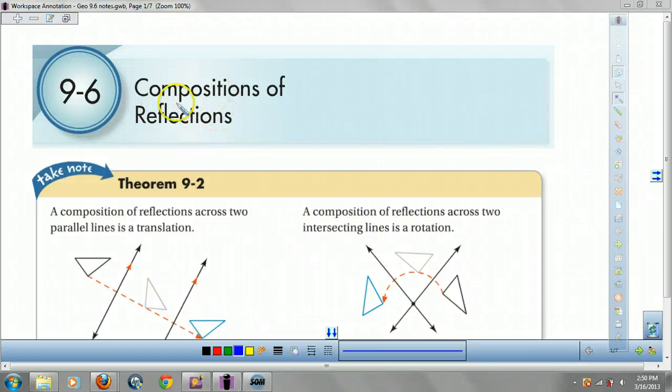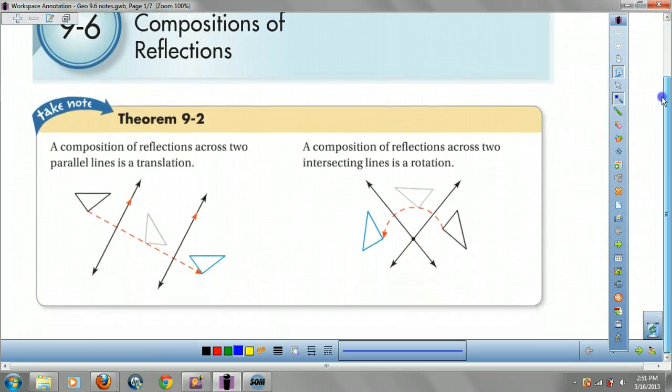Today we're going to be looking at composition of reflections. This is 9.6, the last section of chapter 9 that we're going to do as a video lecture. Okay, so think about what composition means. Composition means we're going to put together two different reflections. And if you have two reflections, you're going to learn that it's not actually going to be a reflection anymore.